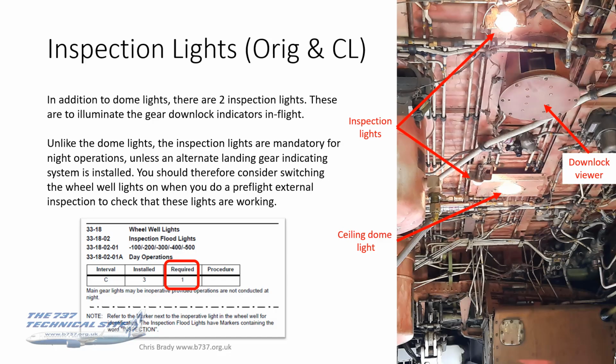Again, refer back to the freighter video for that, where obviously freighter crew can't access the center of the cabin because it's loaded with pallets, so they've got an alternate landing gear indication system. It's basically another set of green lights for the gear being down and locked. But if you haven't got those, if you're on a regular passenger aircraft, on original or classic, these inspection lights are mandatory, and you can see the MEL extract that they are required.